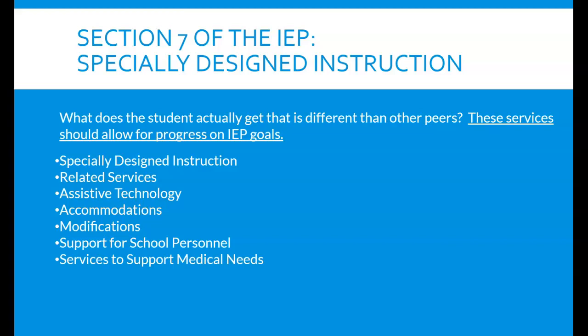There are 7 specific areas that are covered in Section 7: specially designed instruction, related services, assistive technology, accommodations, modifications, support for school personnel, and services to support medical needs. We're going to go through each one of those areas now.